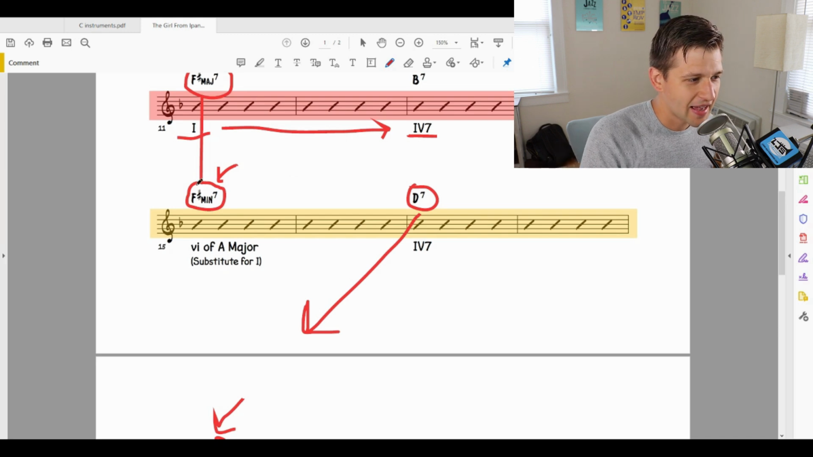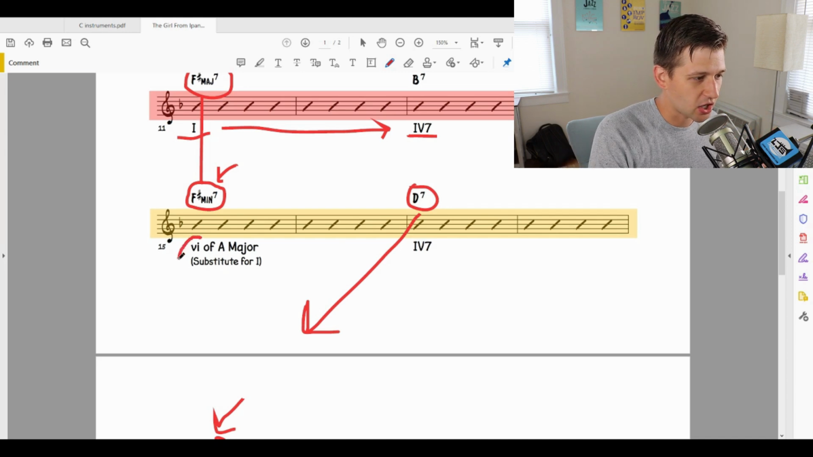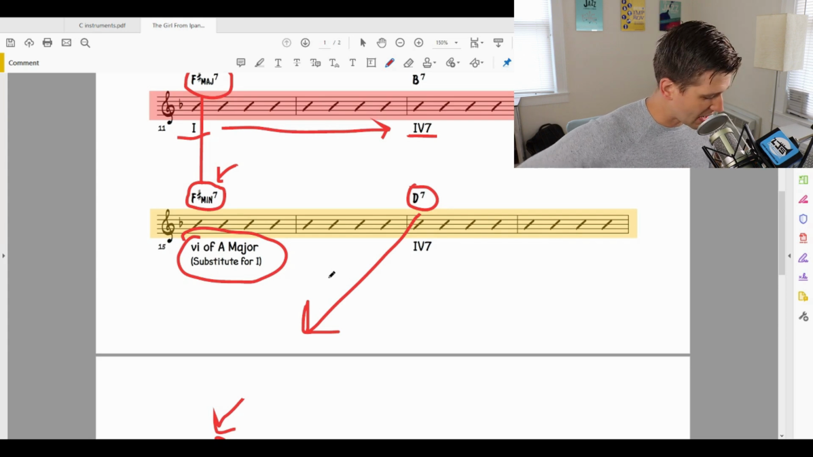Well, guess what? F sharp minor 7 is the relative minor of A major 7. So F sharp minor 7 is the 6 chord. And we know that the 6 chord is a substitute chord, right? We call it the relative major and minor because they share the exact same notes with each other. So for me, it makes more sense to call it a 6 of A major, and it substitutes for the 1 chord. So we have an F sharp minor to D7, but really, we're just dealing with the same 1-4. That's an A major 7 I'm playing right now.